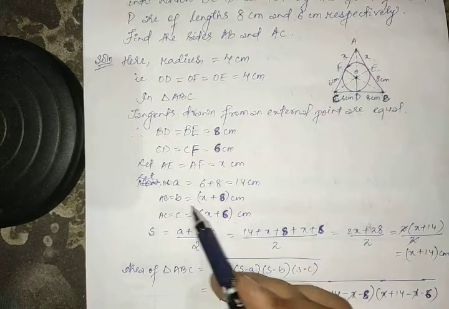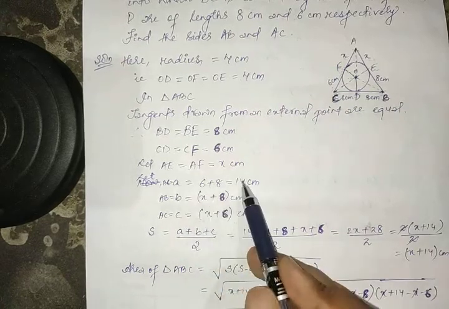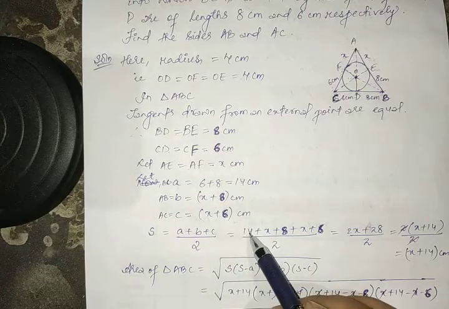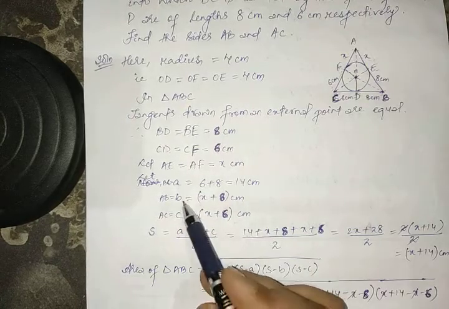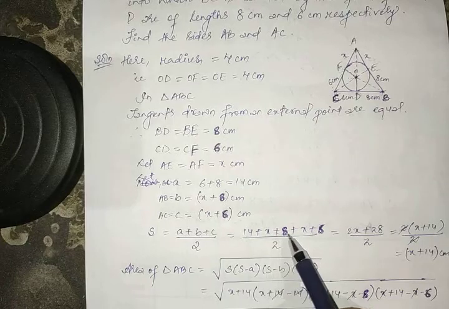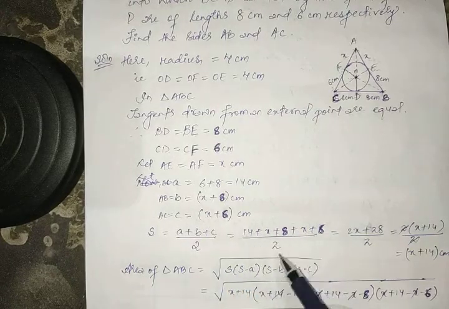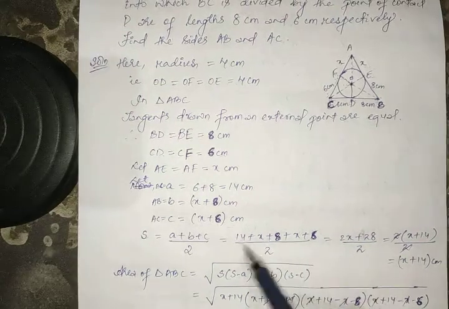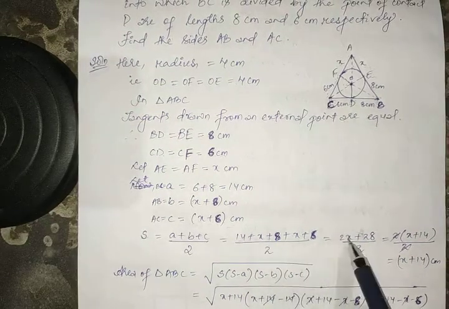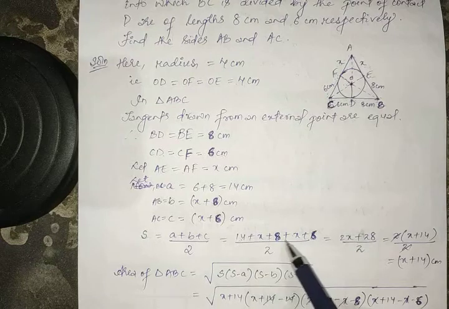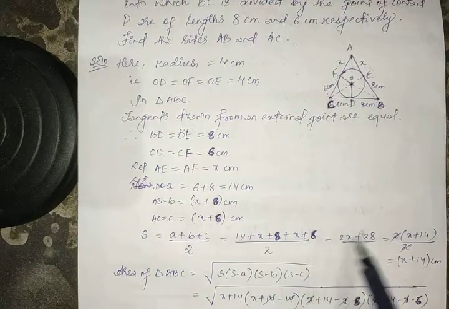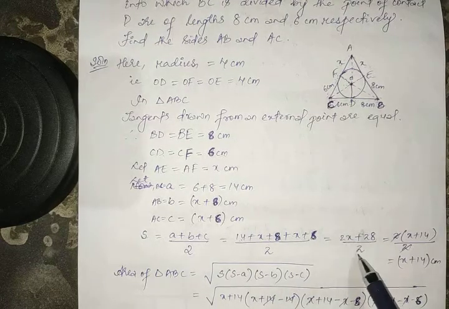Now what is a? a is 6 plus 8, it is 14, right? So in place of a we have written 14 plus b. What is b? x plus 8. So I have written here x plus 8 plus c, and c is x plus 6, whole divided by 2. So after adding we'll get x plus x is 2x, plus 14, plus 8 plus 6 is 28, so (2x plus 28) divided by 2.